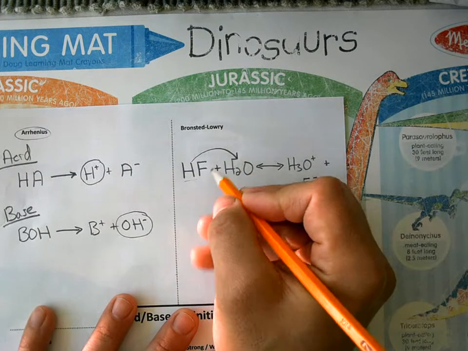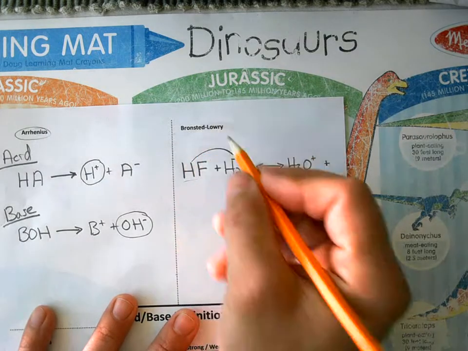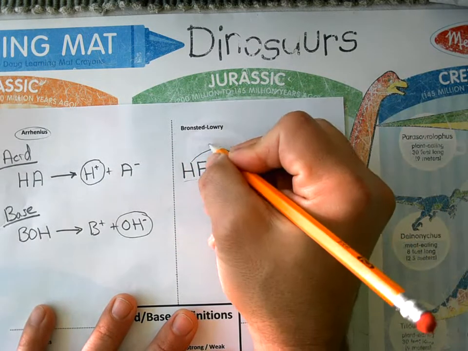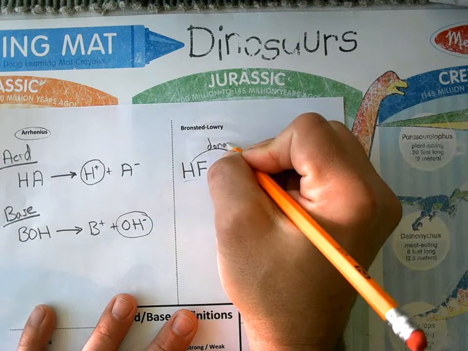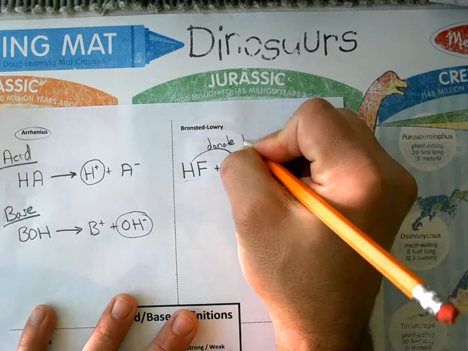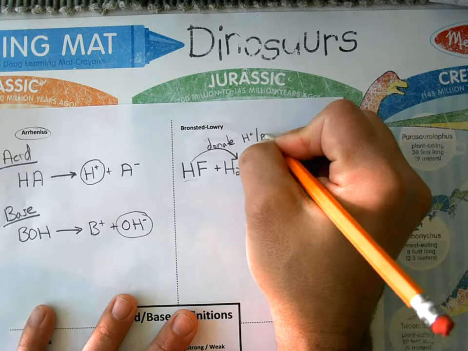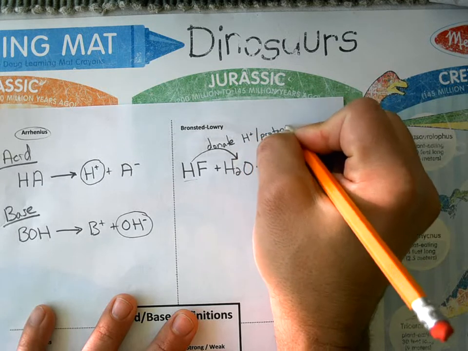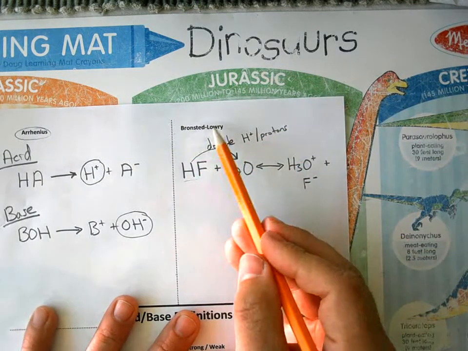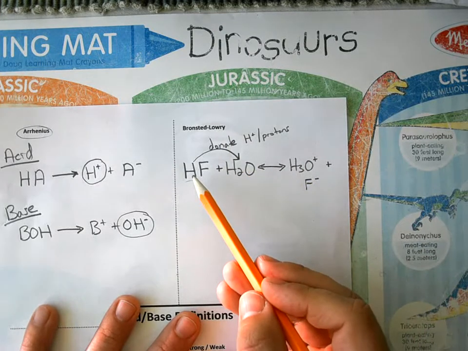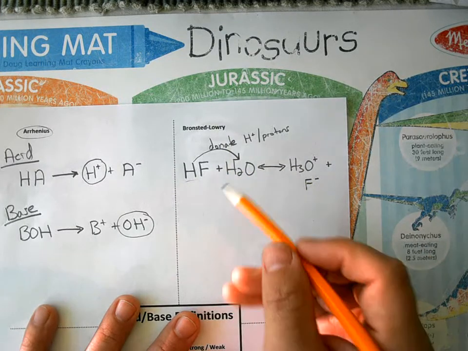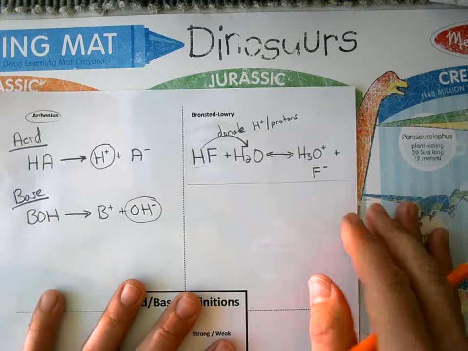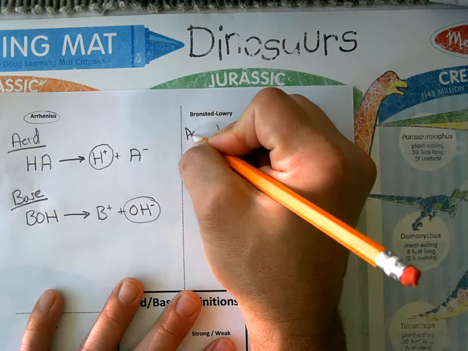So now we say that acids, according to the Bronsted-Lowry definition, are things that do not just make H plus in water, but donate protons or hydrogen ions. H plus is basically a proton. So again, the Bronsted-Lowry definition is that acids donate protons or H plus ions. Okay, so that would be my acid.